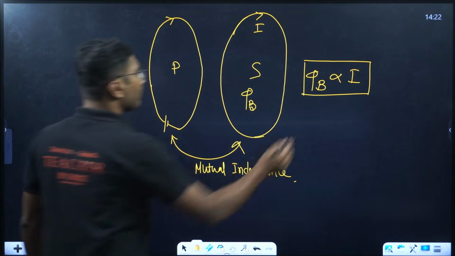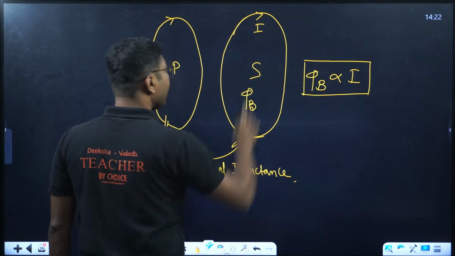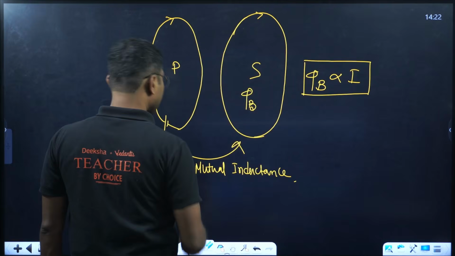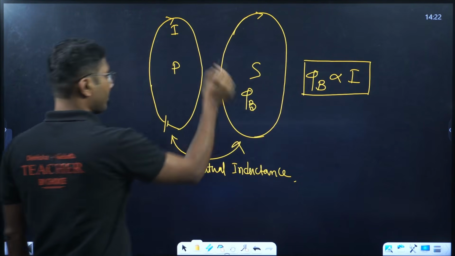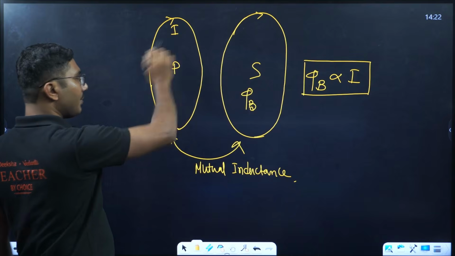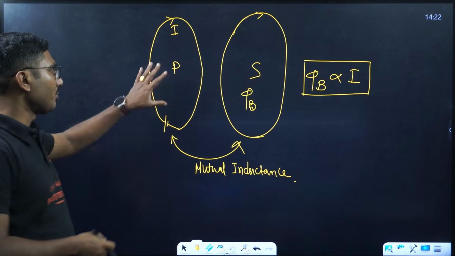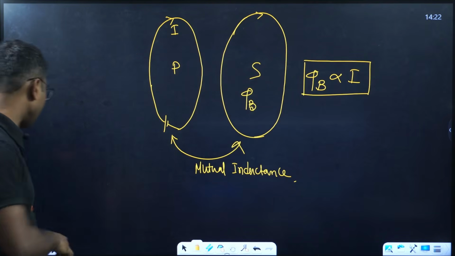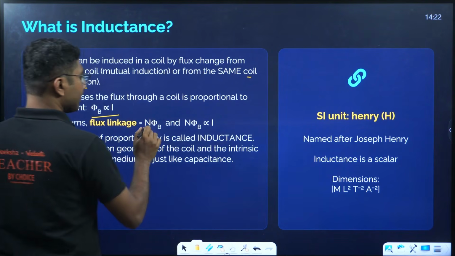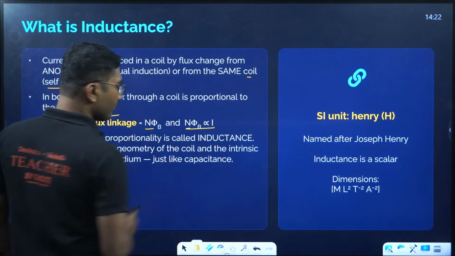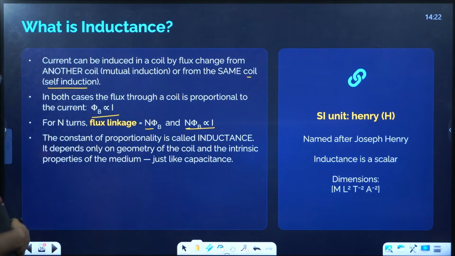Okay, so this flux is actually one mistake I made. This flux is dependent on this current. Flux through the secondary is dependent on flux through the primary. This is called primary, this is called secondary. We will come to that, don't worry. For N turns, the flux linkage is N phi, and N phi is proportional to I. The constant of proportionality is called inductance.